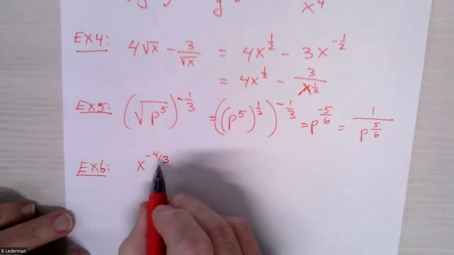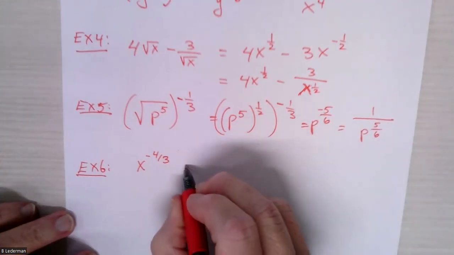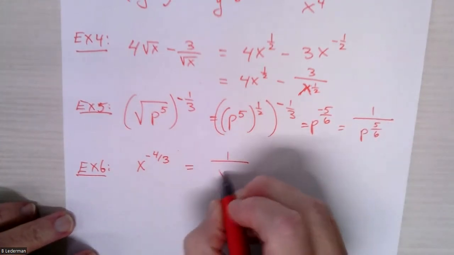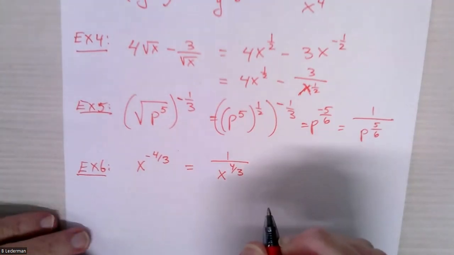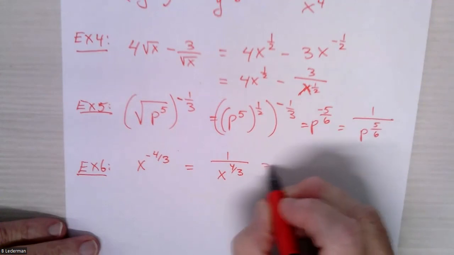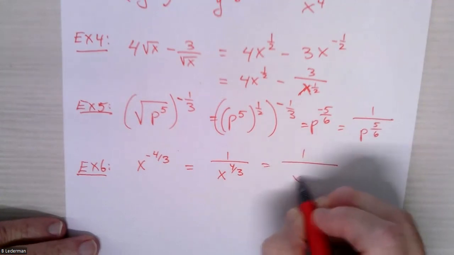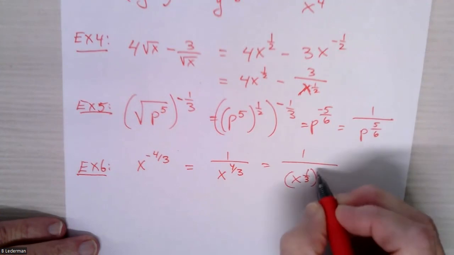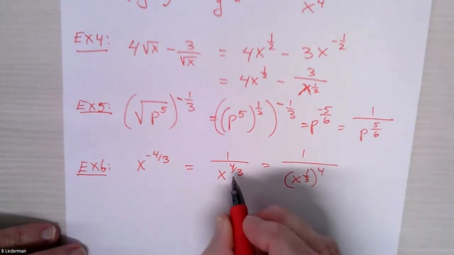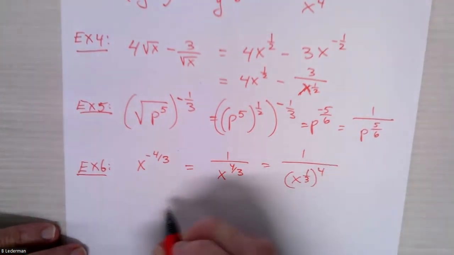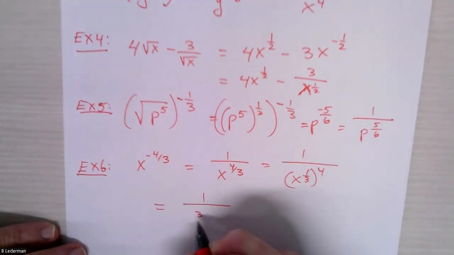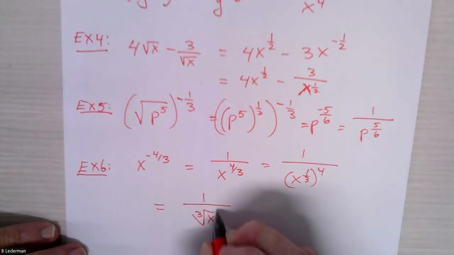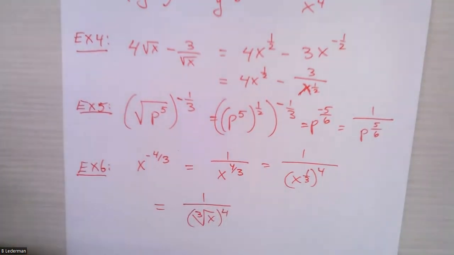Let's rewrite x to the negative 4/3 as a radical. Well, this is equal to 1 over x to the 4/3. And this is equal to 1 over x to the 1/3 to the 4th, because 1/3 times 4 is 4/3, which is equal to 1 over the cube root of x raised to the 4th power.